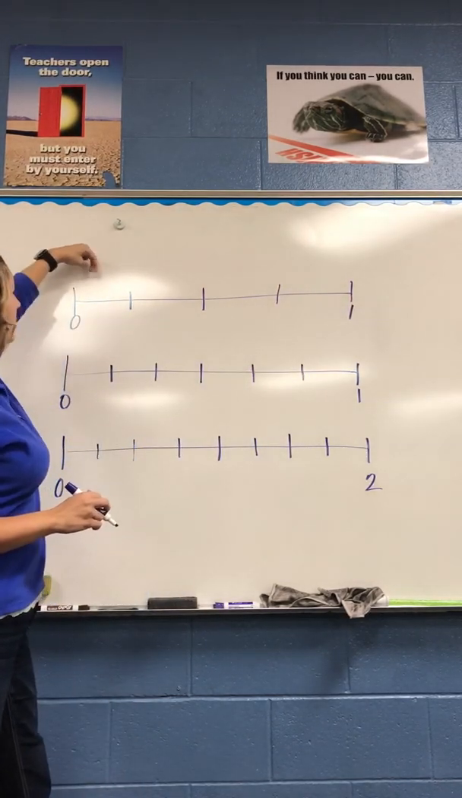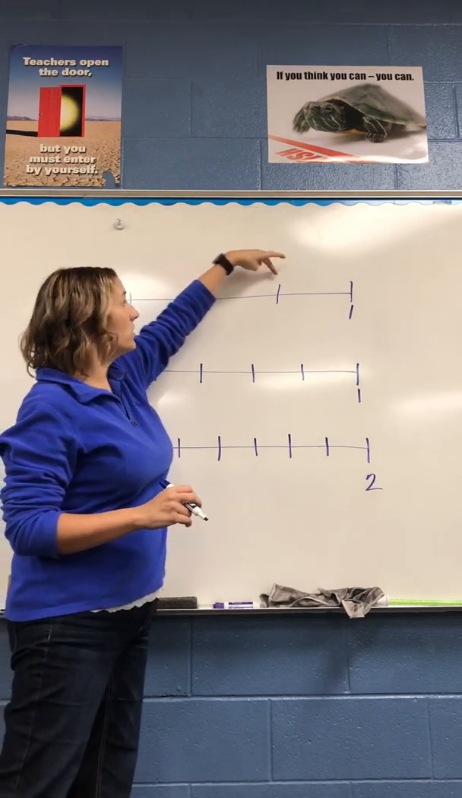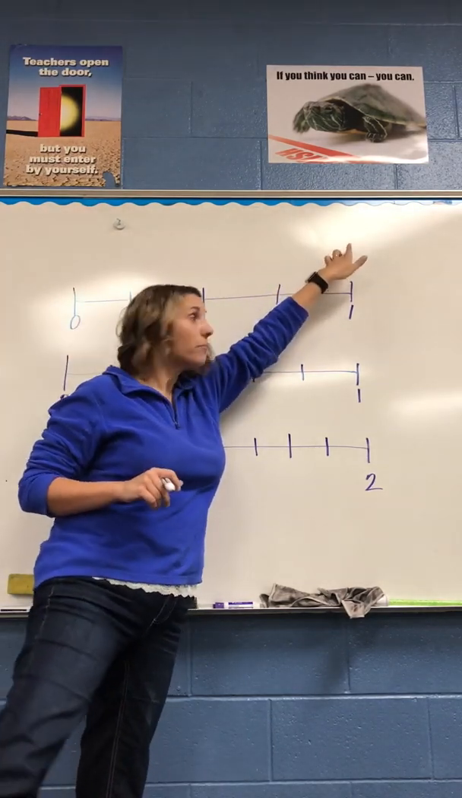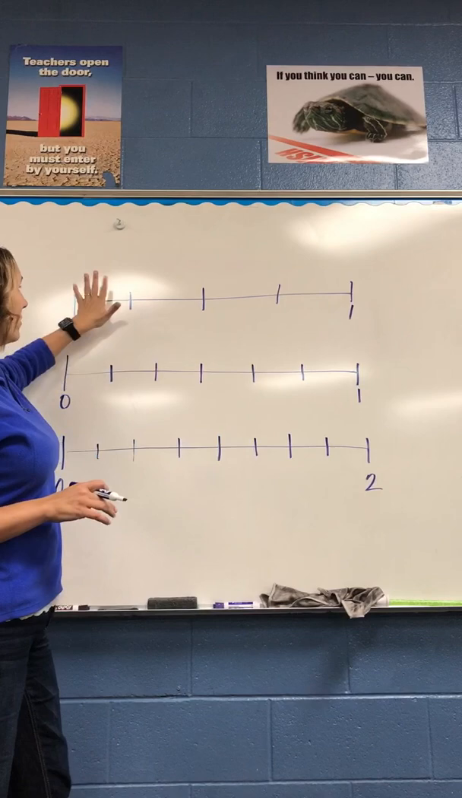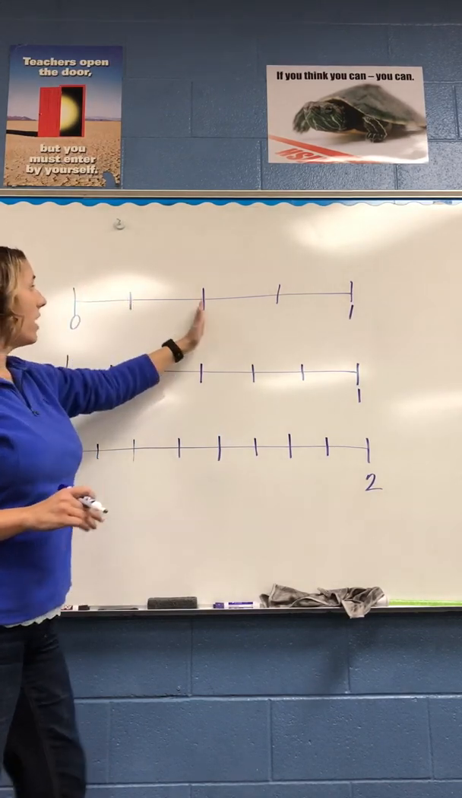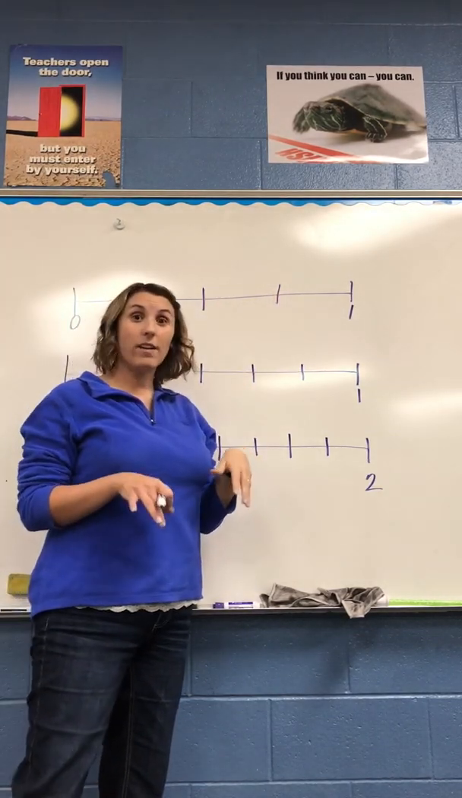Well, here's a start line, and you run and you run and you run as fast as you can until you get to the end, to the finish line. So we have to count the sections. Don't count the tick marks. You'll get the wrong answer every time that way.